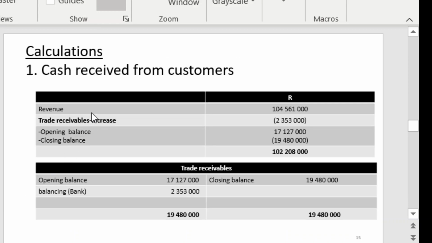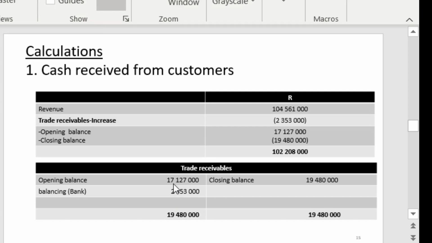Now let us look at how cash received from customers was calculated. In order to calculate the cash received from customers, you need your current year revenue. You should get it on the statement of profit and loss and other comprehensive income. This amount will be given to you, as well as the movement in trade receivables. In order to determine the movement in the trade receivables, there are two ways you can do it. You can use the T accounts as indicated below.